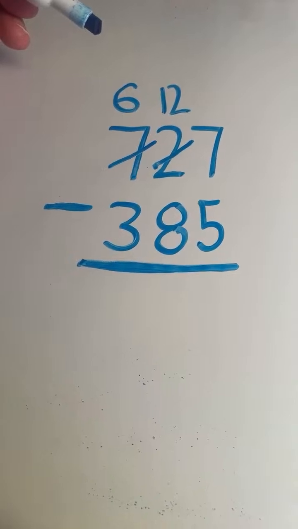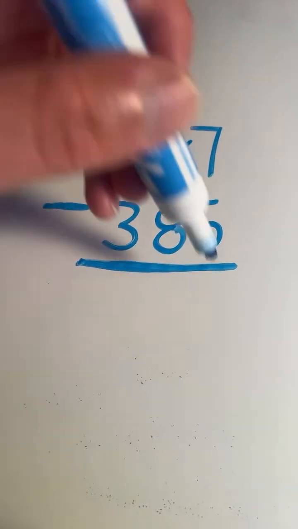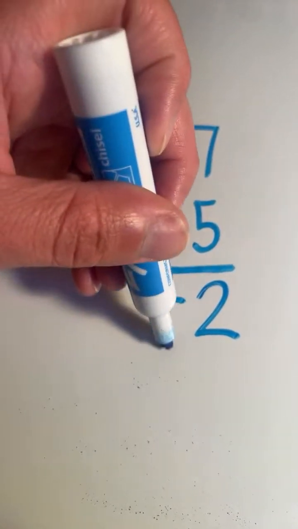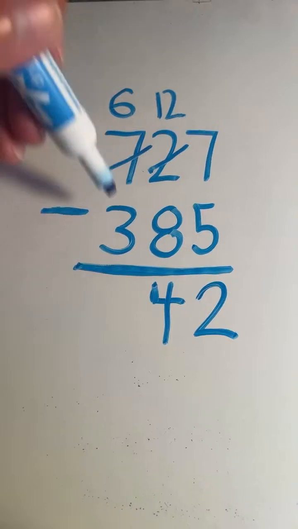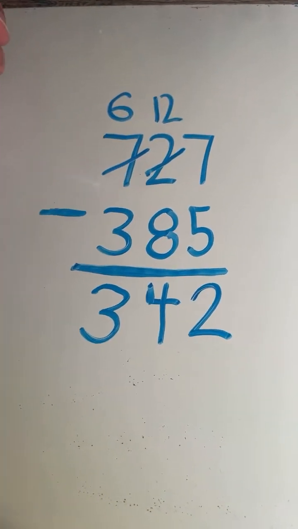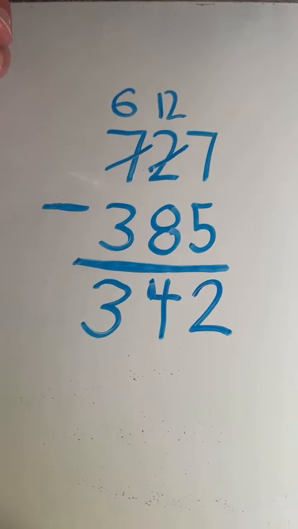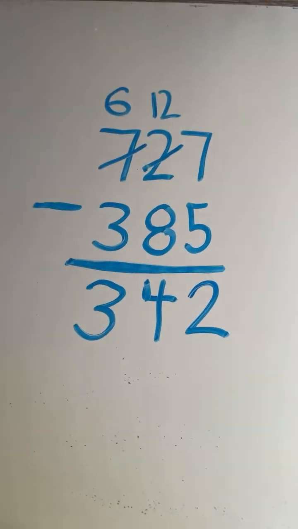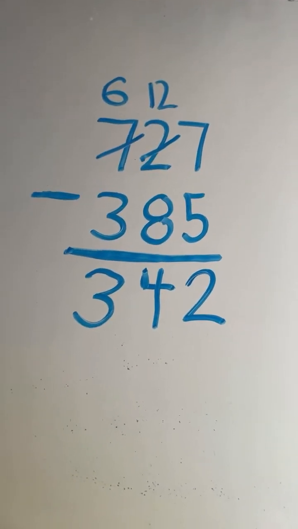So starting in the ones place, 7 minus 5 equals 2. 12 minus 8 equals 4. 6 minus 3 equals 3. And we have our final answer. 727 minus 385 equals 342. All right, moving on to the next example problem.